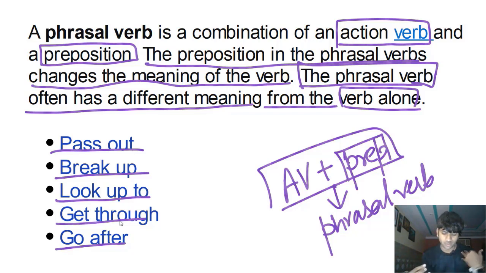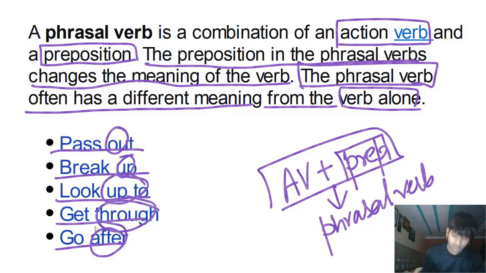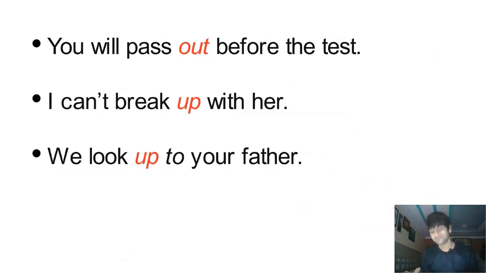If you are going after a particular thing, you're probably looking forward to having that thing, to own that thing. These are the meanings of these phrasal verbs, and without the preposition, these verbs have completely different meanings. So we have some examples to make you understand. No worry, we'll do that. Let's examine the examples.